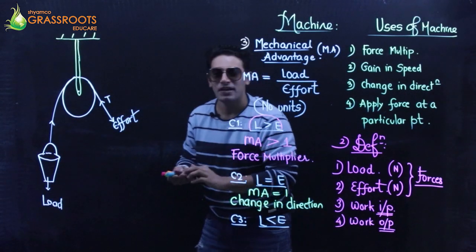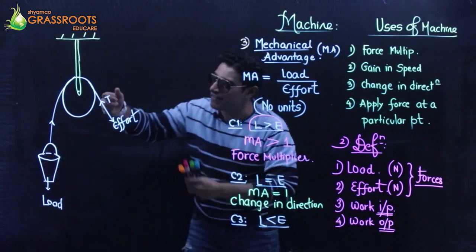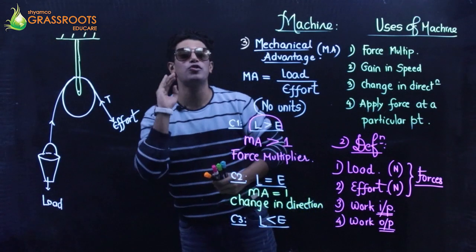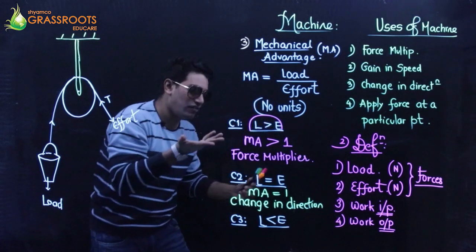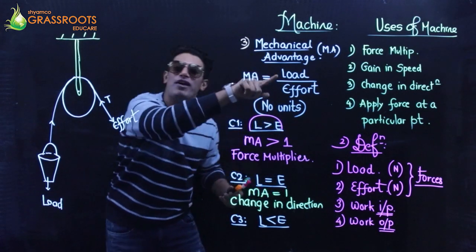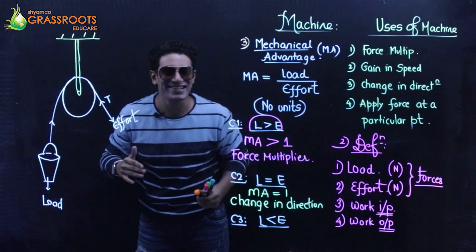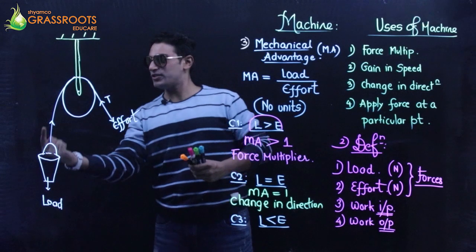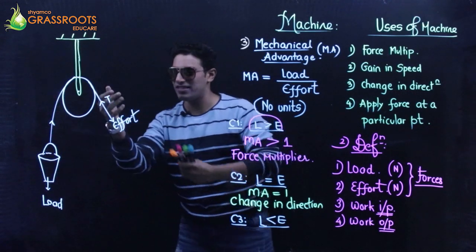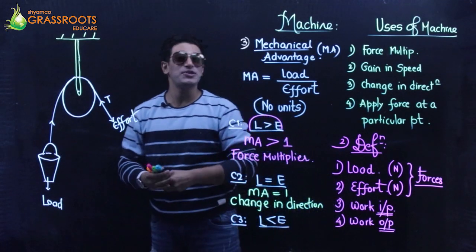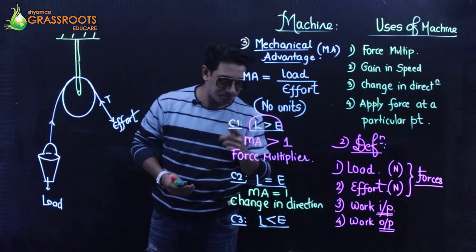So what I'm doing is, if 5 Newton is the load, I will have to pull with a force of 5 Newton. So the load and effort are equal. They both are the same, right? All that changes is the direction. The load is going upwards and the effort is going downwards, right? So this is a change in direction. But the mechanical advantage is equal to 1.